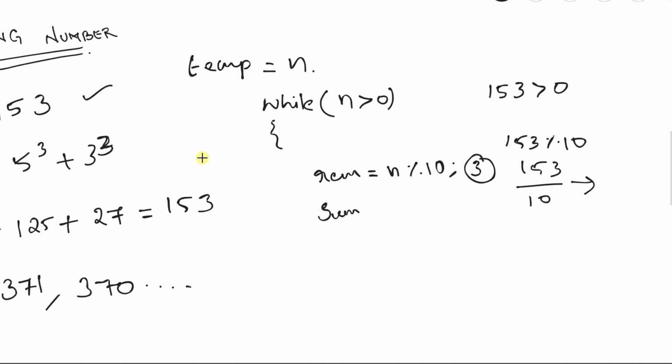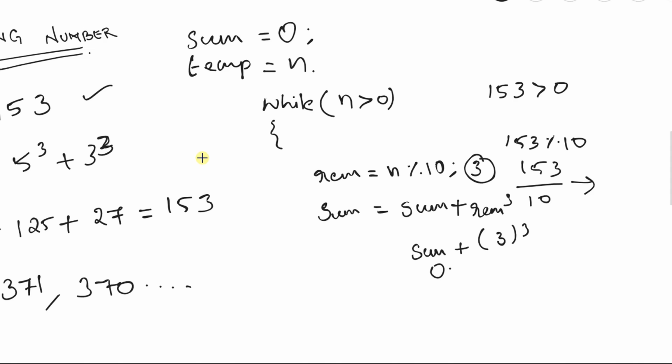Now we are finding the sum. Sum is a variable which we initialize to 0, because we will be adding each digit's cube value every time, and 0 does not change the original sum value. So sum is equal to sum plus remainder cube. The remainder, that is the digit, is 3. So 3 cube is added to the sum value, which is 0. Sum is equal to 0 plus 27, which is 27. Now this is the particular sum value.